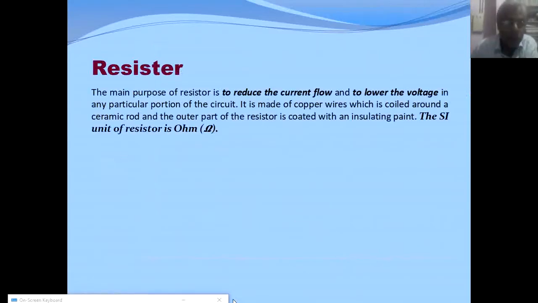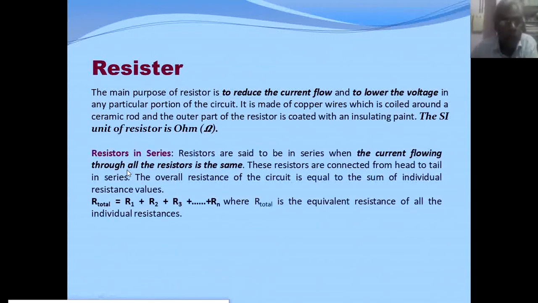The main purpose of a resistor is to reduce the current flow and to lower the voltage in any particular portion of the circuit. The SI unit of resistance is ohm and its symbol is shown here. We can combine two or more resistors either in series or in parallel.